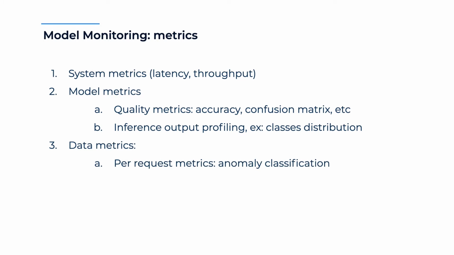Some other data metrics that you can work with. Per request metrics: each individual request could be anomalous, for instance, or it could be out of a certain range. There are batch metrics that could be done on a sliding window, for instance, the KS test. You can apply a KS test for a particular feature or all of the features and compare it with the training distribution. The KS test compares whether two samples are from the same distribution.